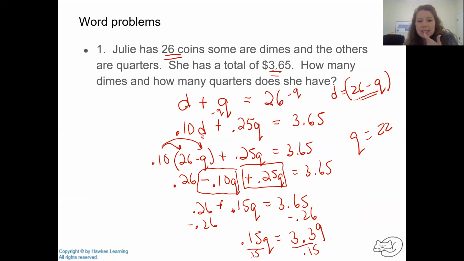Oh, it's not 0.26. So 26 times 0.10. Oh, it's supposed to be 2.6, not 0.26. It's 2.6. So anyway, I was supposed to subtract 2.6, which is 1.05. That's what I should have right here. When I subtracted, I should have 1.05, and 1.05 divided by 0.15, and that's not right either.